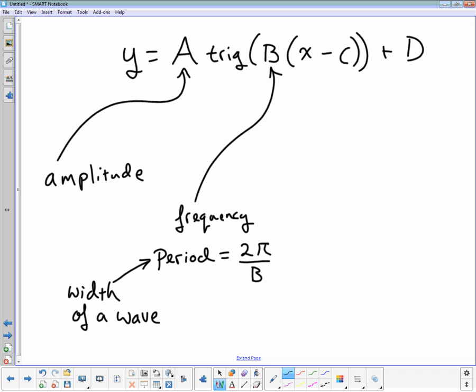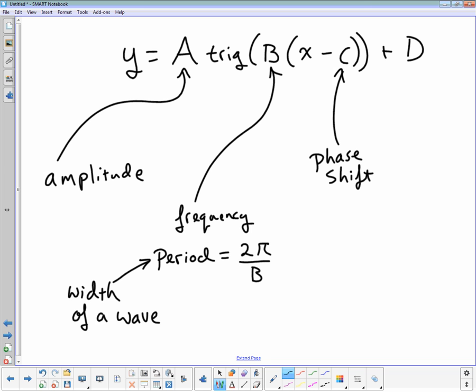We don't normally talk about frequency in math as much as, say, physics does. Physics talks about frequency all the time, in all of the contexts you could imagine: sound waves, light waves, and all that. C is your phase shift. This is the sliding of the wave left and right.